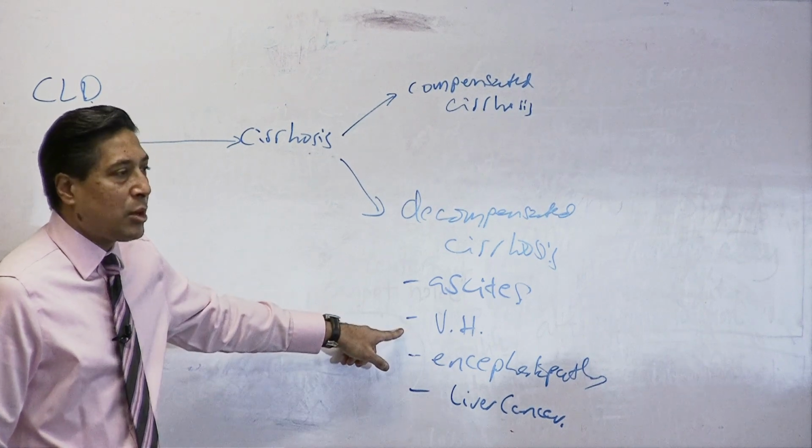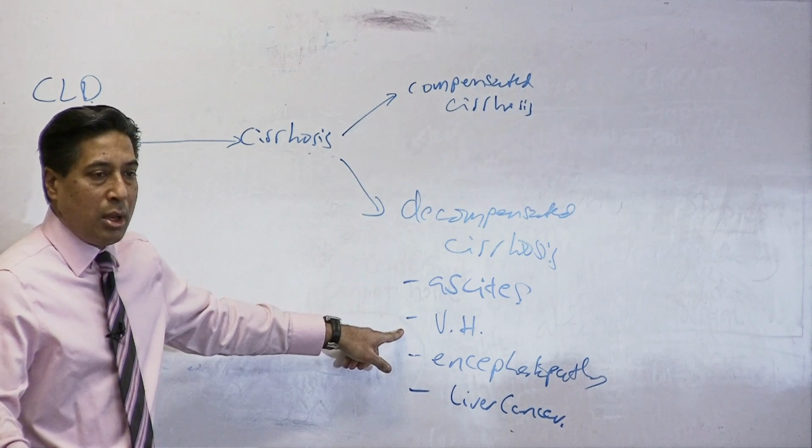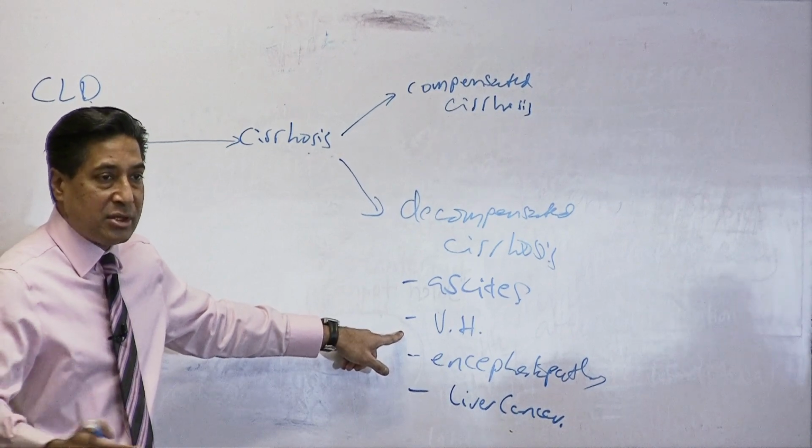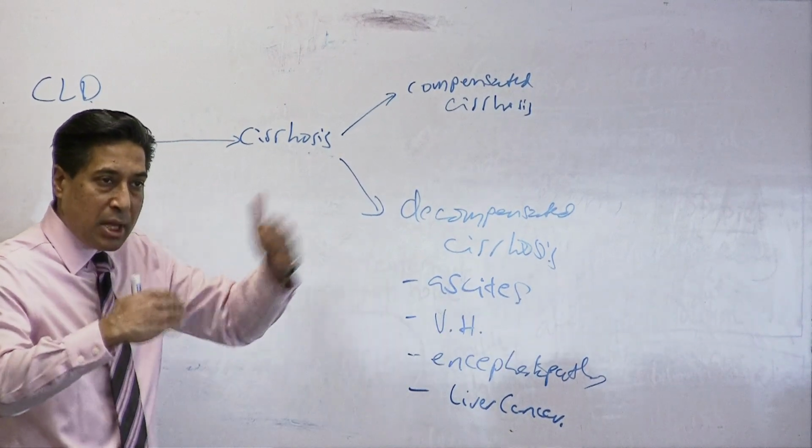It's almost like what you do with screening colonoscopy, right? If you have a normal colon, you do it in 10 years. If you have small polyps, you do it in 5 years. If you have large ones, you do it in 3 years. It's that same concept, okay?